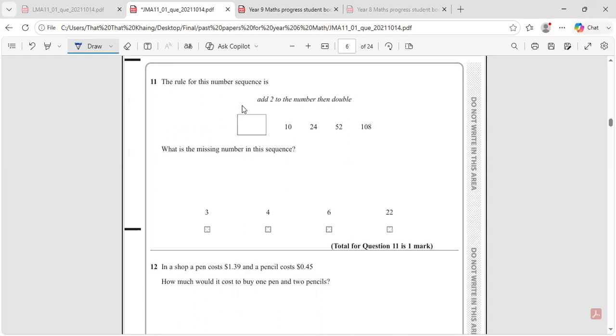For number 1, the rule for this number sequence is add 2 to the number, then double. We need to find the first number, so use the inverse operation. Double means multiplication. What about this one? 108. We add two to the number, then double it. Add 2, so we have to subtract 2. This one is double, meaning multiplication, so the inverse operation will be divided by 2.